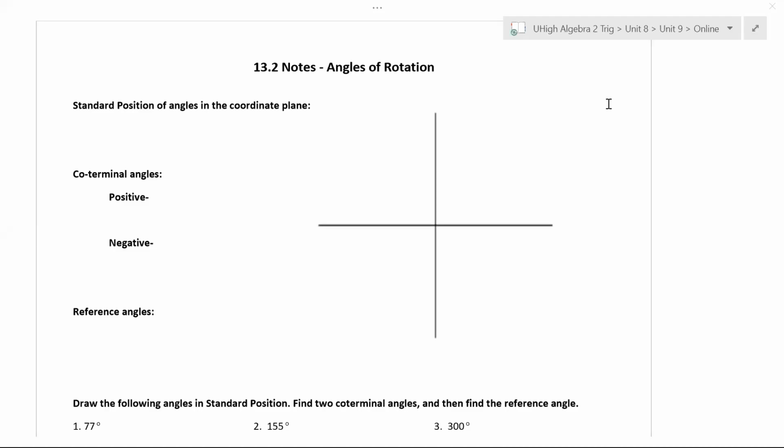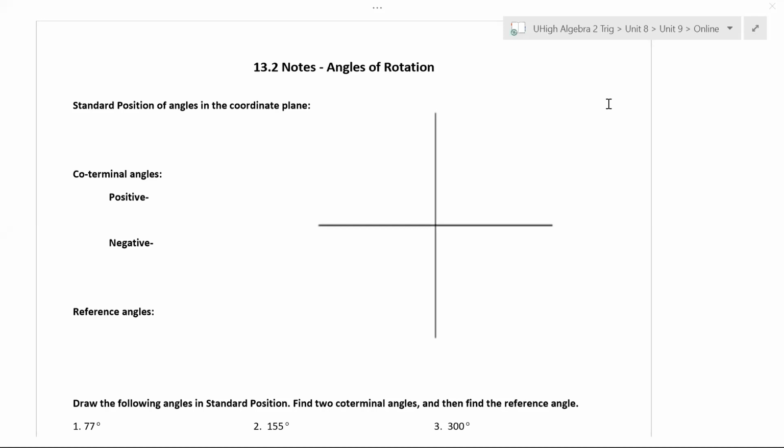All right, guys, so today we are going to start 13.2, where we talk about angles of rotation and just the different parts of these angles. So the first thing that we are going to talk about when we're talking about angles is the standard position of angles in a coordinate plane.